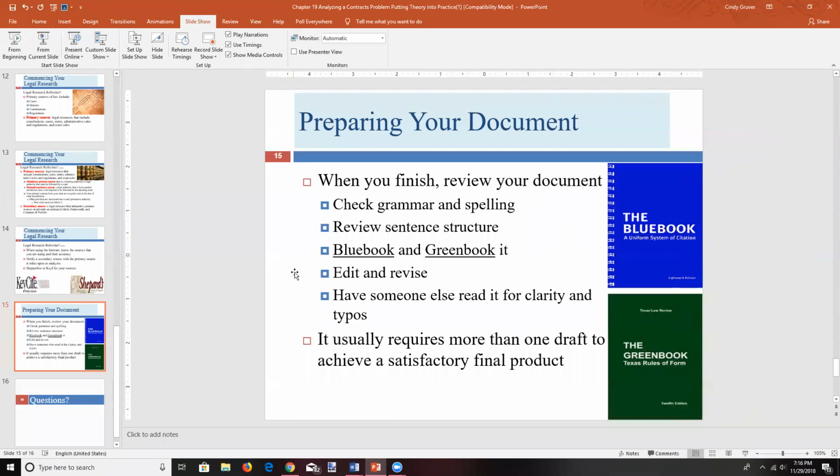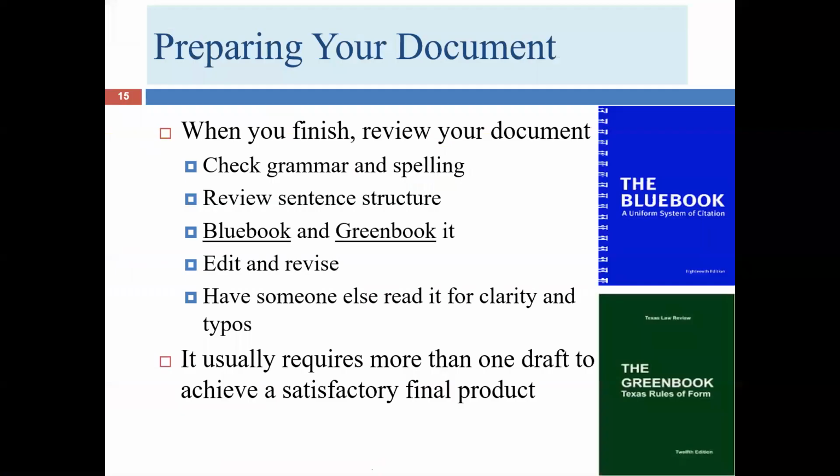For this course, we don't go into the details of the blue book. You'll learn more about blue booking and green booking when you take legal research, when you take Introduction to Legal Conventions, and when you take legal writing.